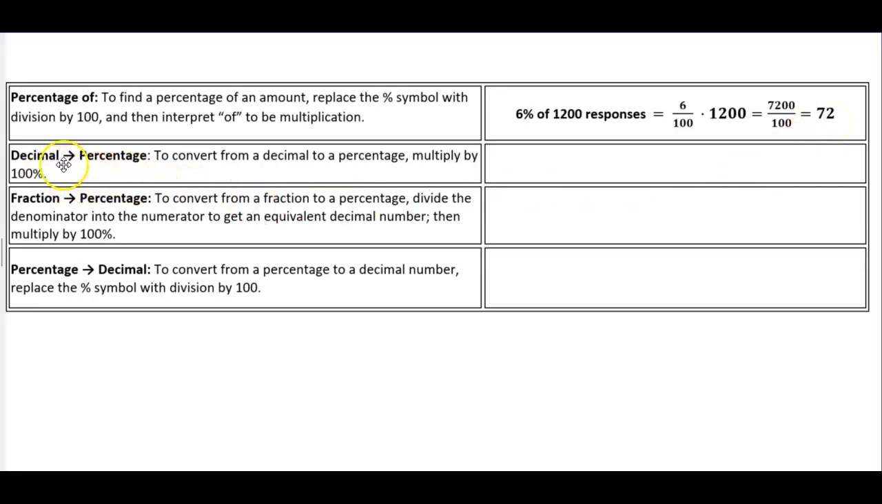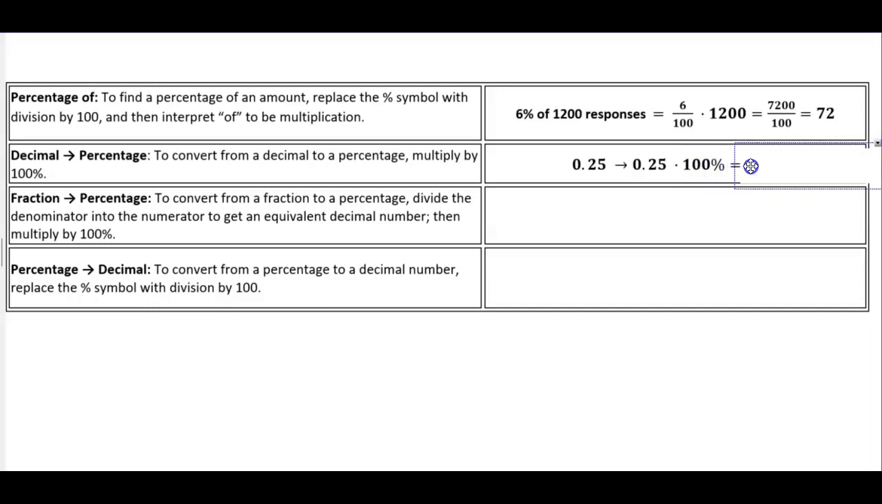Next, we want to convert a decimal to a percentage. To convert from a decimal to a percentage, we multiply by 100%. So let's take a look at this example. Here we have the decimal 0.25. And what we want to do is take 0.25 and multiply it by 100%.